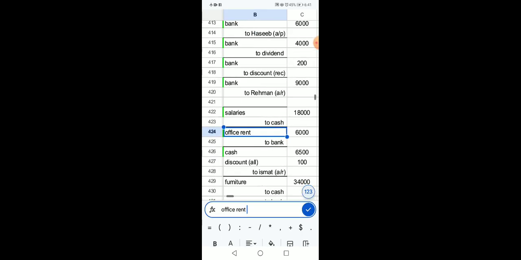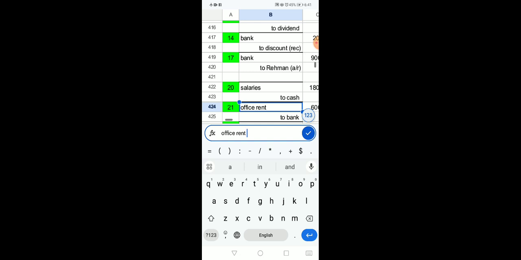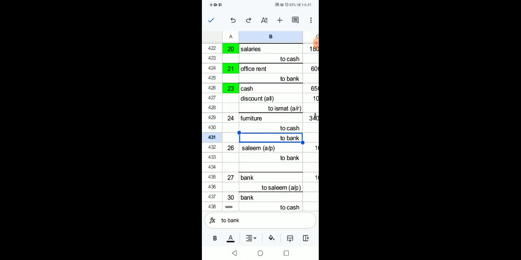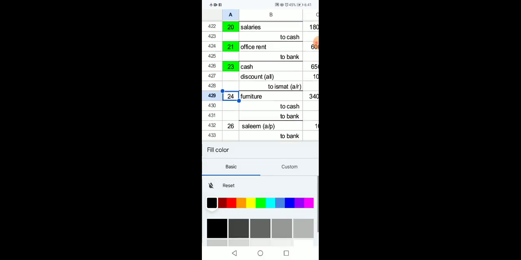And the reason I informed you: since the 24th entry had two elements, cash and bank, both have been posted to the cash book. The 24th entry is okay and has been completed. Mark it as done.